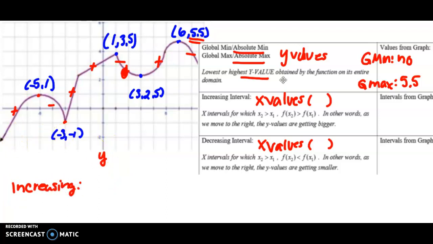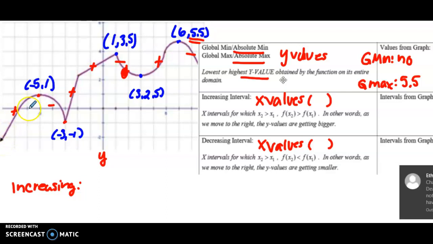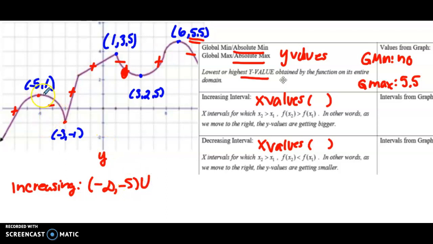So your increasing intervals, going from left to right, I'm going from negative infinity. I started increasing, or walking uphill, from negative infinity. And where did I stop? I stopped increasing at -5 because here I started going downhill again. So I'm increasing from negative infinity to -5. You're always going to put your union symbol. I was going downhill here. So let's include our decreasing. I'm decreasing from -5 to -3.